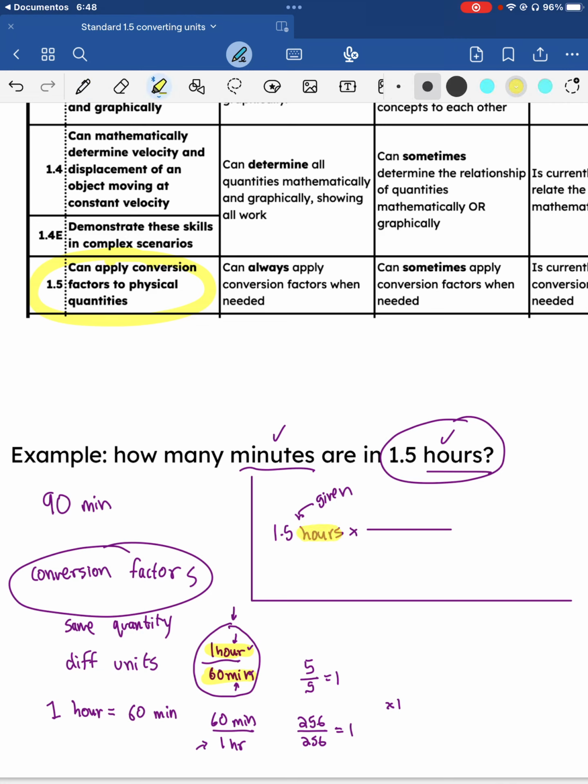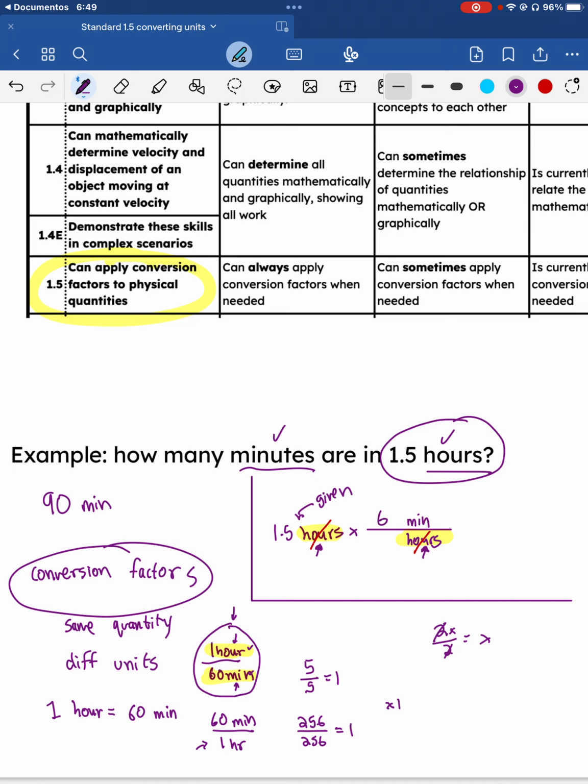Well, I look at the units. So if I start with hours, then hours needs to be on the bottom in the next conversion factor. The reason for that is, imagine I had 2x over 2. What would happen? Well, the 2 and 2 would cancel to give me just x. If I have hours over hours, the units are going to cancel to no longer be in the unit hours. So hours was what I started with. Hours had to go on the bottom in my next conversion factor.